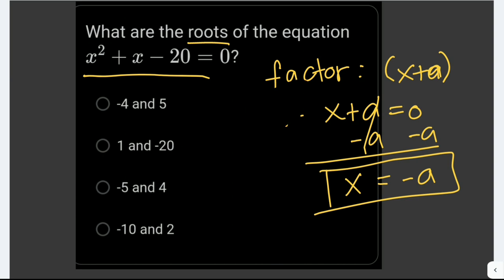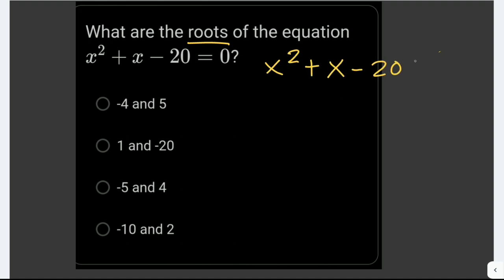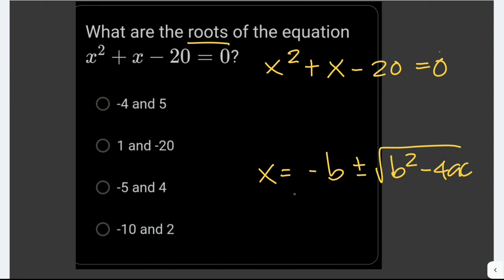Now let's find the roots of this given equation. We're given x squared plus x minus 20 equals 0. To solve this, we need to factor. If you cannot factor, then you can use the quadratic formula, so make sure you memorize it. x equals negative b plus or minus the square root of b squared minus 4ac, all over 2a, where a, b, and c are the coefficients of the standard form of the quadratic equation.